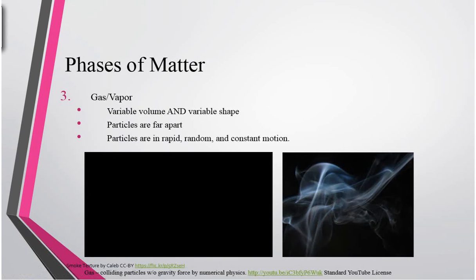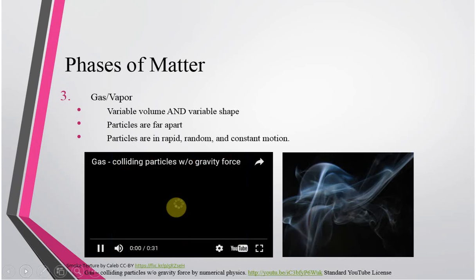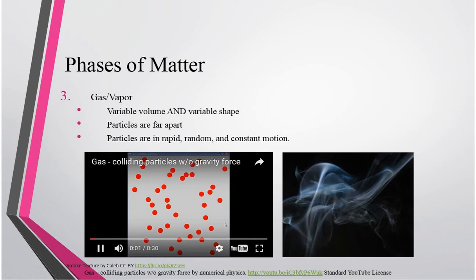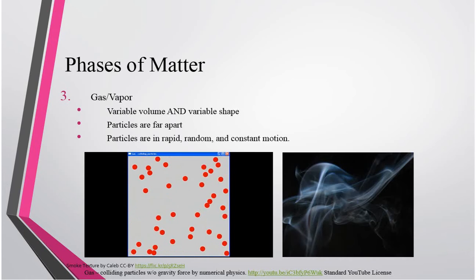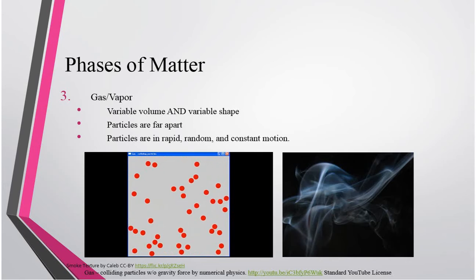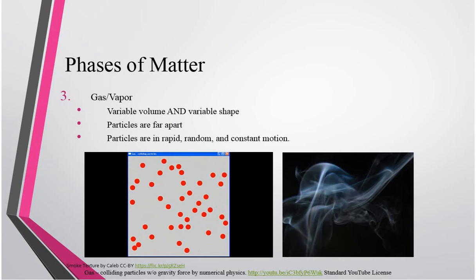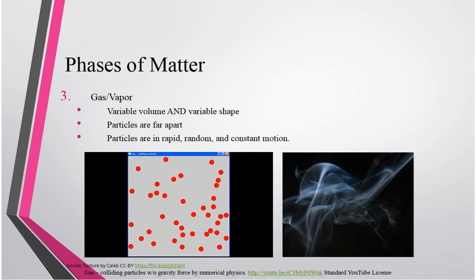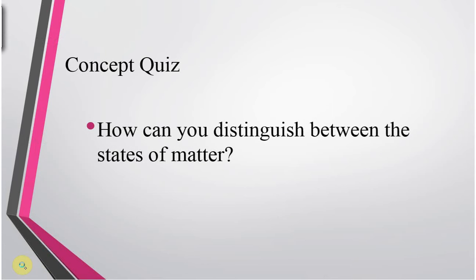Third phase of matter is a vapor. These have a variable volume and a variable shape. The particles are going to be really far apart, especially in comparison to the other two, and they're going to be in rapid and random motion. Think about toddlers on sugar, especially if you can imagine them in a little gymboree, a padded room where they're supposed to be running around really fast. That's a gas.